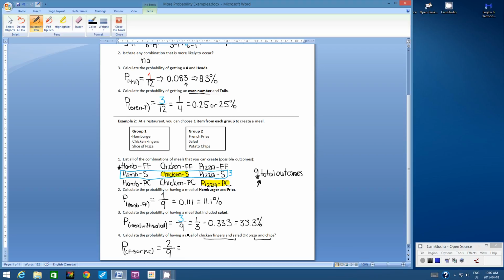With your calculator, get 0.222, probably a repeating decimal, right? 2 divided by 9, yep, equals 22.2%.